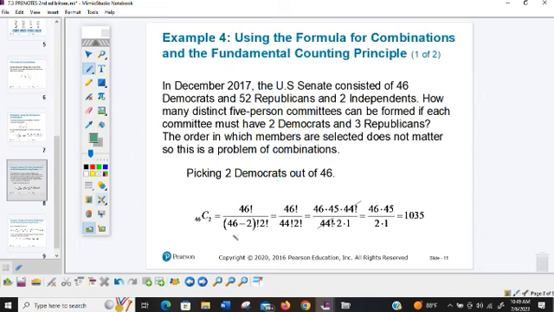Let's try another one. This one's a little bit trickier. In December 2017, the U.S. Senate consisted of 46 Democrats and 52 Republicans and 2 independents. How many distinct 5-person committees, so we're choosing 5, can be formed if each committee must have, okay, now they're getting picky this time. So we're not just going to add these people up and do that number C 5. This time it says you must have 2 Democrats and 3 Republicans. So we're picky about how we get our 5.